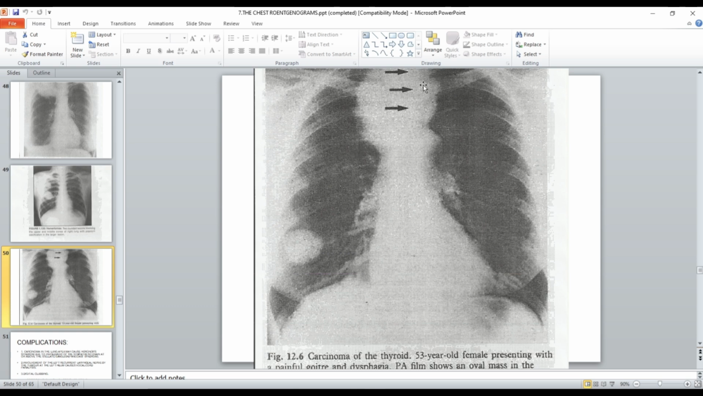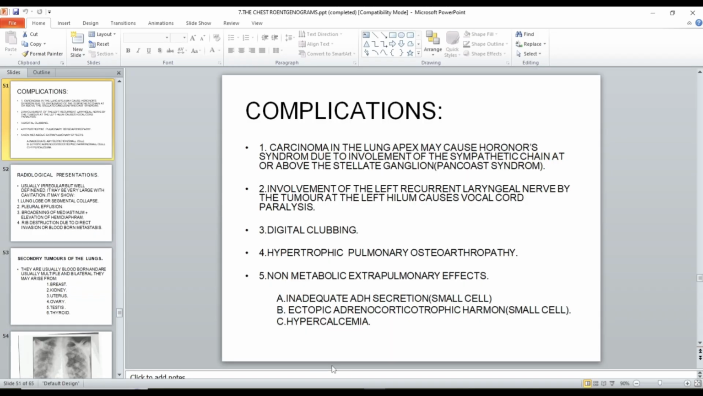This is carcinoma of the thyroid; the superior mediastinum is widened, with a secondary in the right lung clearly seen. Complications of carcinoma of the lung.